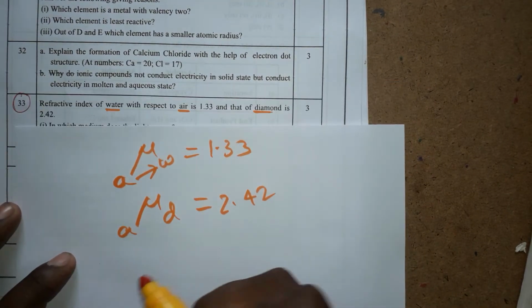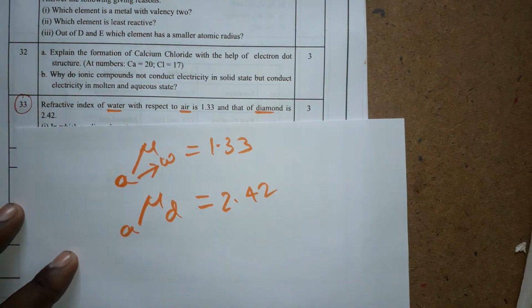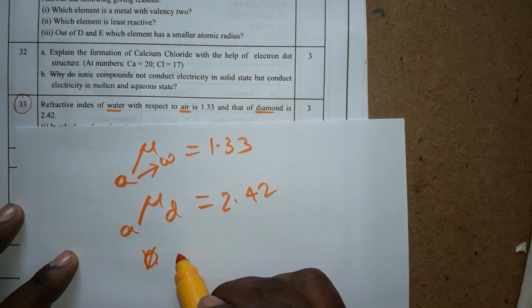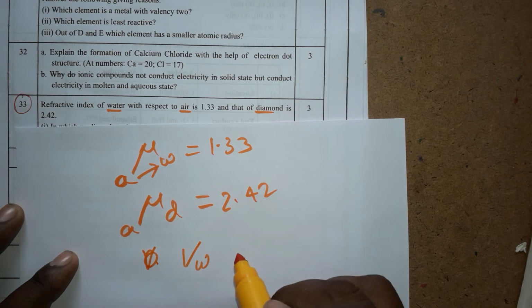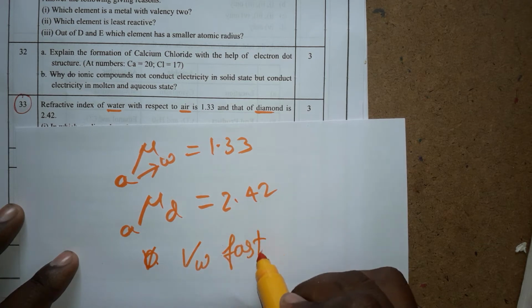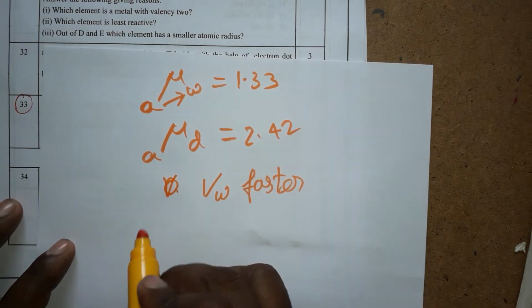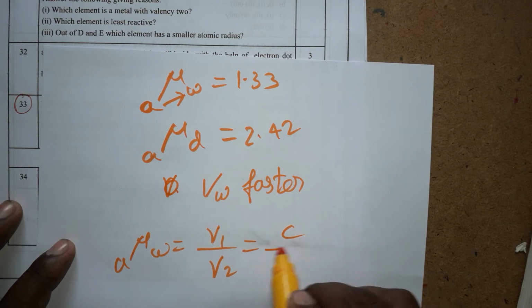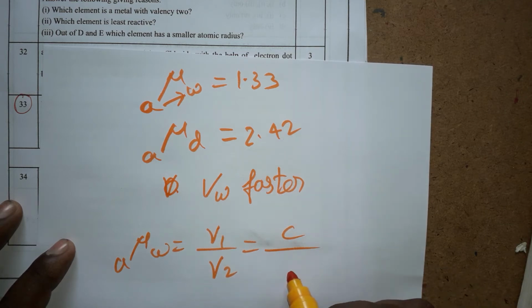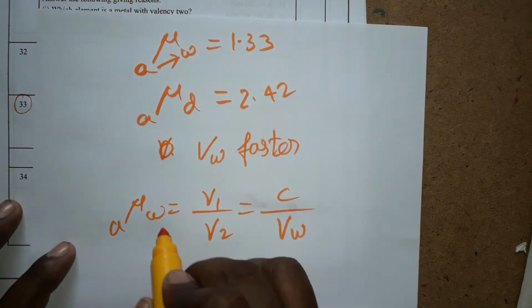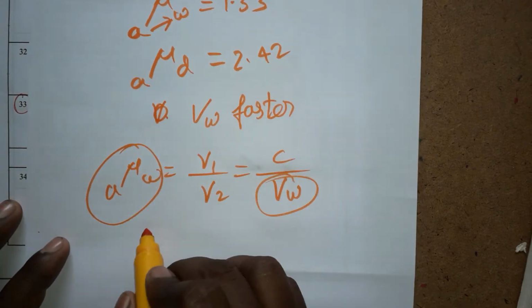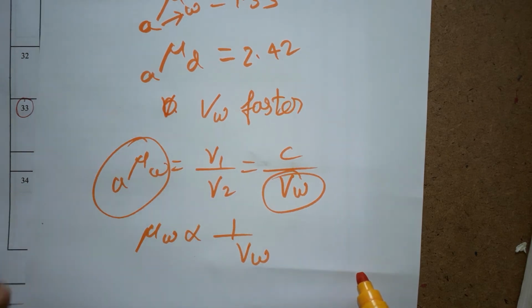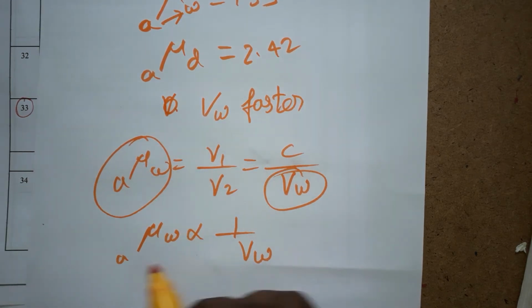We know diamond is optically denser. So velocity of the light in water will be faster, because water is optically weaker. Another formula you can use: mu of A to W is v1 divided by v2. The first medium is air, with velocity c, and the second medium is water, with the velocity of light in water. So refractive index and velocity are inversely proportional.